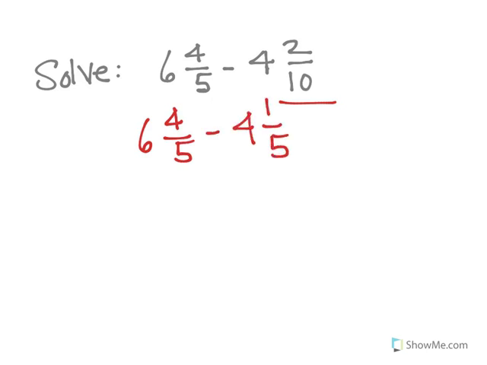which now makes the problem way easier because we have the same denominator for the fractions, and not only that, but the second one is less than the first one, so we're not going to run into trouble and have the need to borrow anything. So this is a very simple one. 6 minus 4 is 2. We subtract the whole numbers, and then when we subtract 4/5 minus 1/5, we get 3/5.